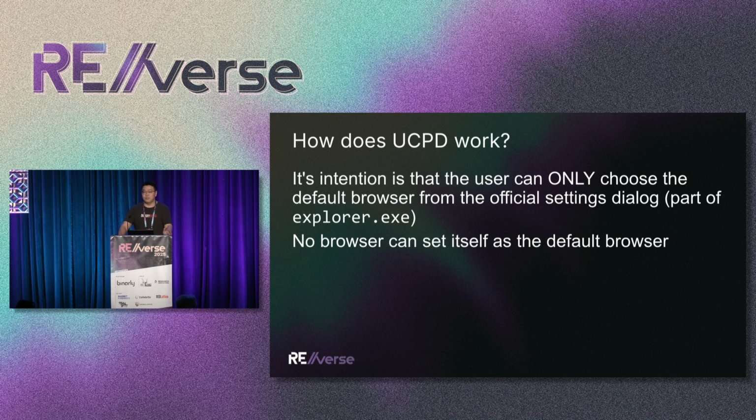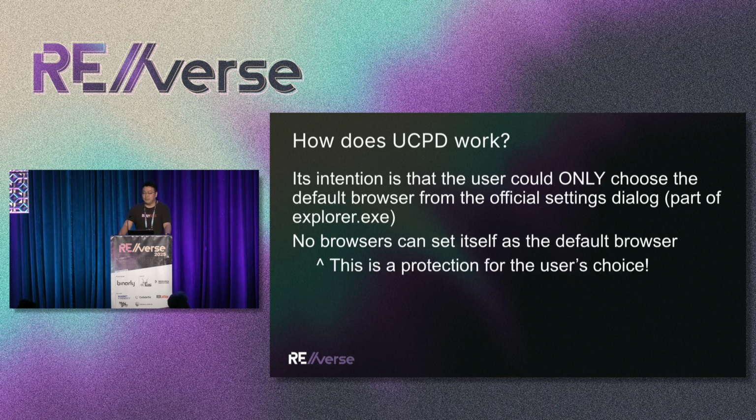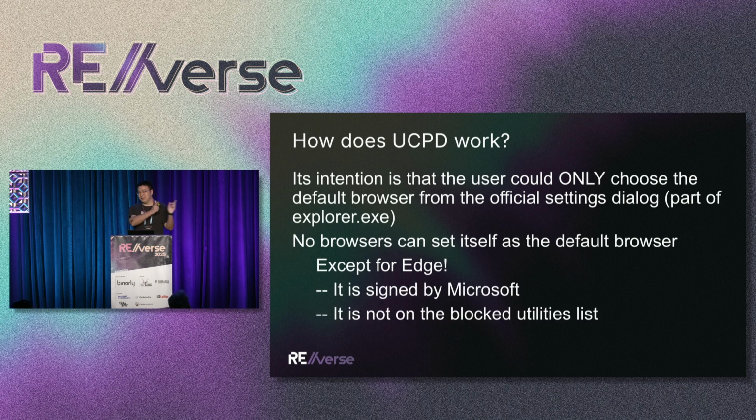So the goal here is that the user should only choose the default browser from the official settings dialog, which is part of explorer.exe. And no browser, especially those third-party browsers, should be able to set itself as the default browser. Now, this causes a protection for the user's choice. However, except for Edge. Because according to the previous slide, it is signed by Microsoft and developed by Microsoft, but it is not on the blocked utilities list. So it means Edge should still be able to set itself as the default browser.